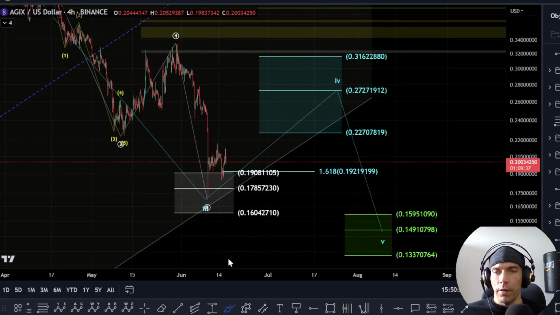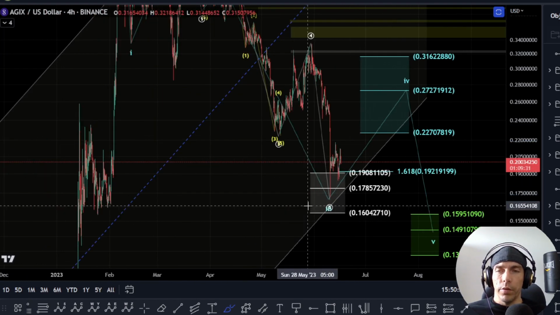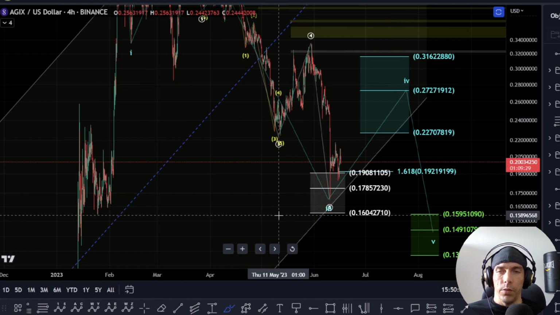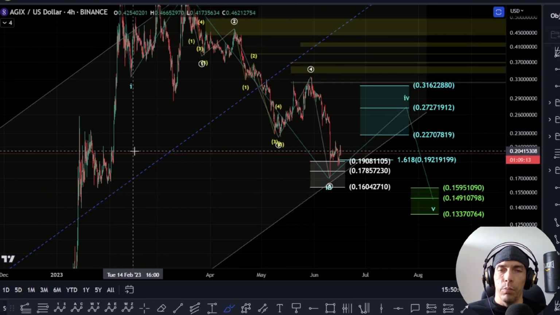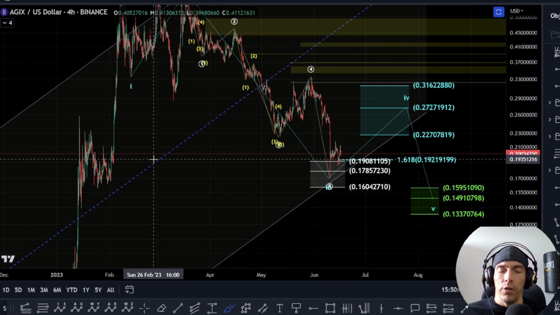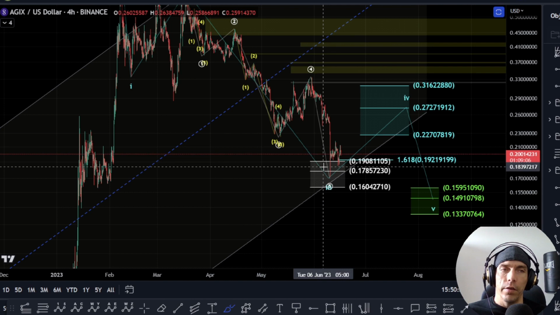Really, if we are looking at the idea of this being a 4th wave here in the bigger picture, I don't really want to see us lose that 1589 level. Starting to lose this area here puts that bullish count in a dangerous position and makes it more likely that we're going to invalidate that count.